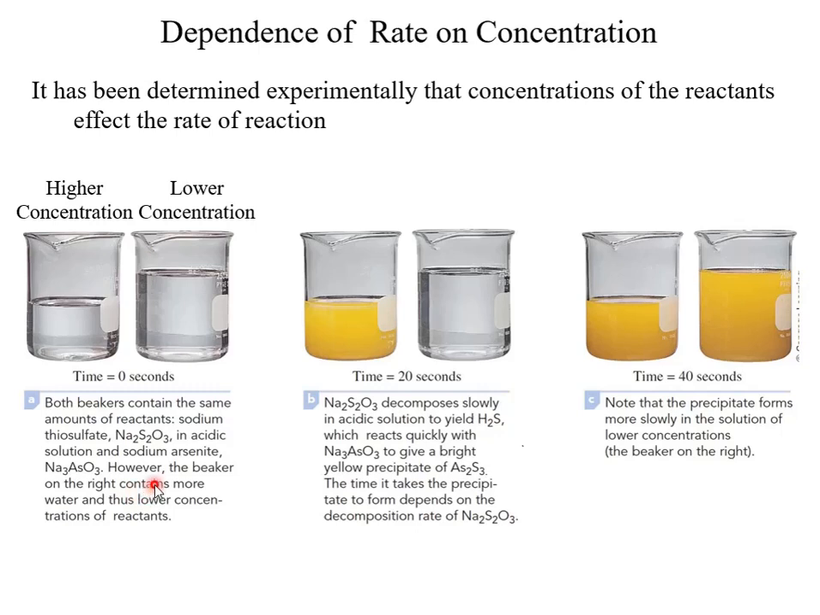In this part of the book, we're going to talk about the dependence of rate on concentration. So we know that if we change the concentration, the rate of reaction is different. Here is a figure from the textbook. It shows that this one has a higher concentration. This is basically the same mass of the two compounds, but this one has a smaller volume than this one. So this is a higher concentration and a lower concentration.